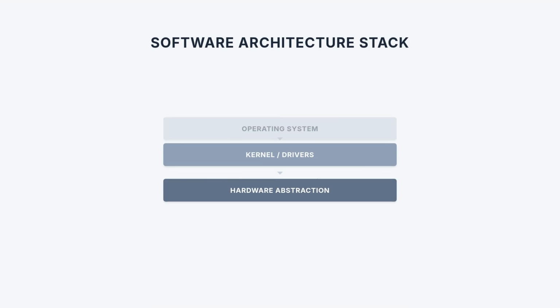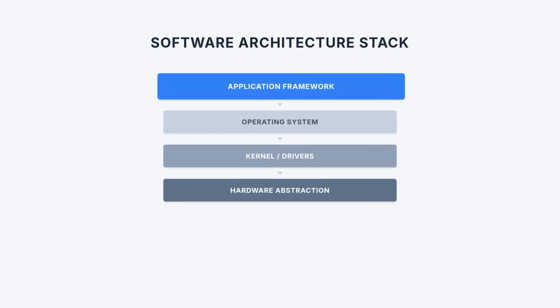Now we move into the application framework. This is the layer that provides the tools and APIs developers use to build apps. It includes managers for everything: your app's lifecycle, resources like strings and layouts, and even your notifications.